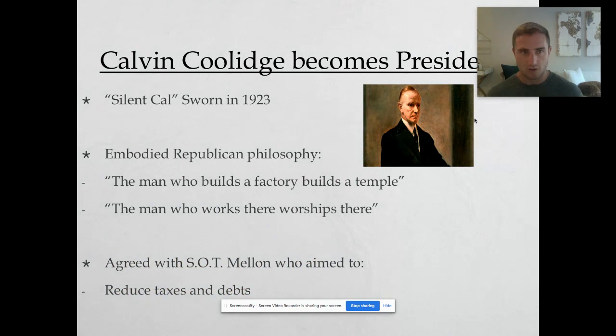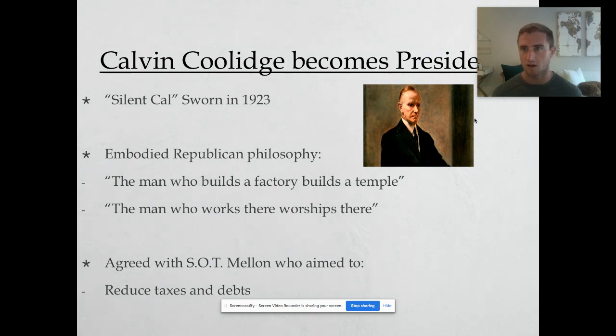Calvin Coolidge becomes our next president after Harding. He was the vice president of Harding and thus follows many of his same ideals as far as business. He also agrees with the Secretary of Treasury, Andrew Mellon, who once again talks about reducing taxes, especially for the rich. But Calvin Coolidge is a much different persona than Harding.